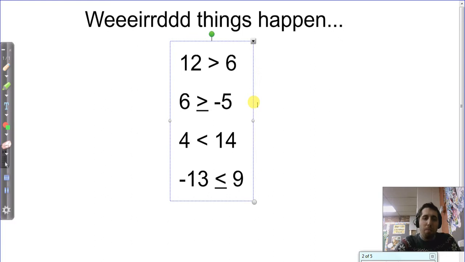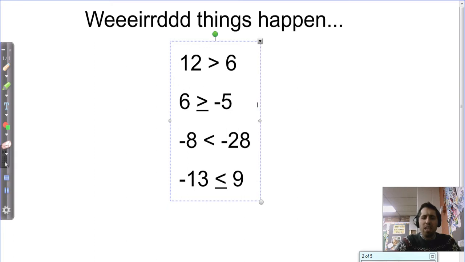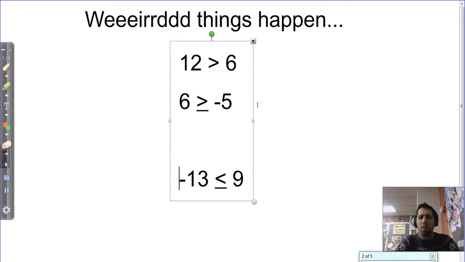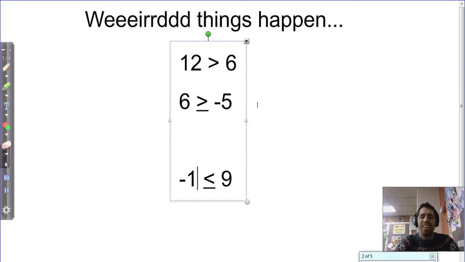Now, let's think about what if I multiply by a negative number. So let's multiply both the sides of this third inequality by negative 2. We get negative 8 is less than or equal to negative 28. Negative 8 is less than or equal to. That's not true. Let's cancel that one. Okay, multiplying by negative 2 didn't work. I'm going to change this one too.